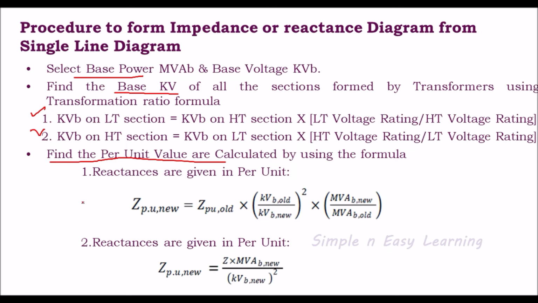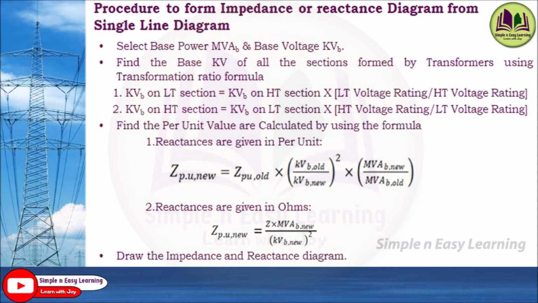If it is a generator or transformer you can apply this formula, and if it is a transmission line you can apply this formula. And the fourth and last step is to draw the impedance and reactance diagram. So you know how to draw the impedance and reactance diagram. You can draw the diagram and substitute all the values. To know how to draw the reactance diagram, please refer to the link in the description, the impedance or reactance diagram from the single line diagram.